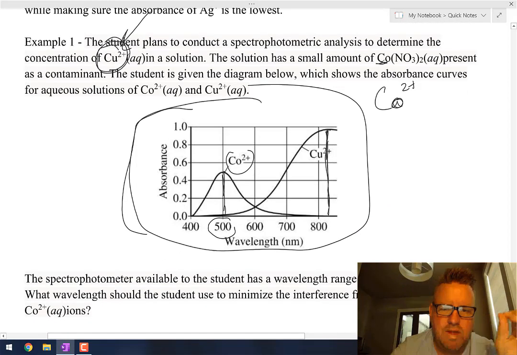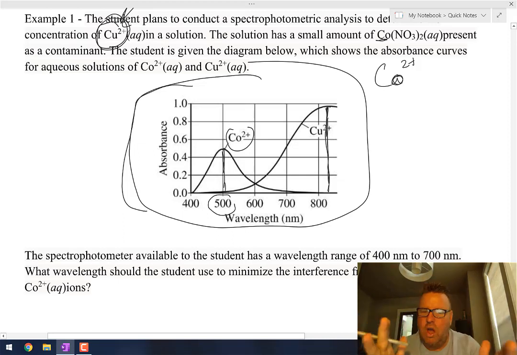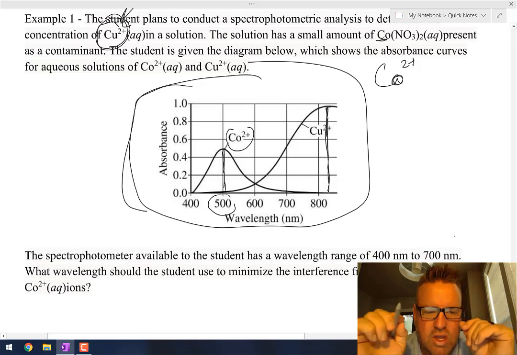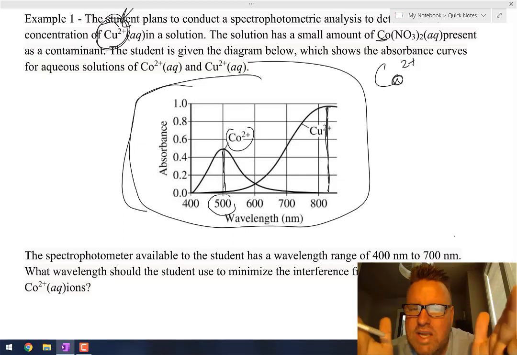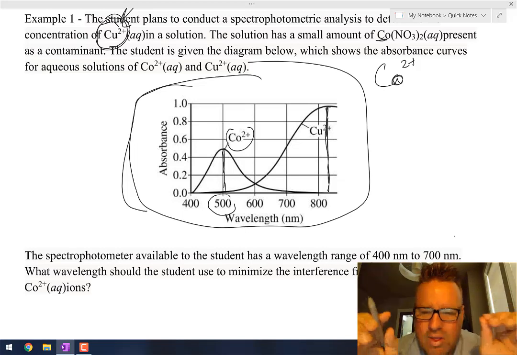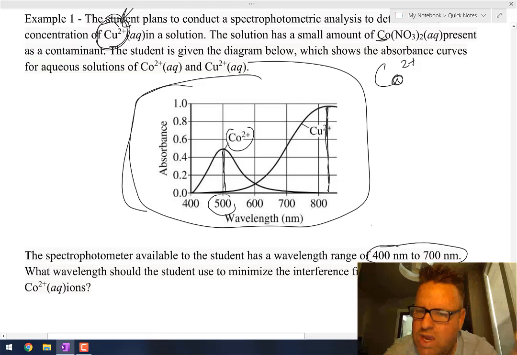Okay, and this is where they try to trick you. It says the spectrophotometer available to the student has a wavelength range. That means it only goes a range between 400 and 700 nanometers. What wavelength should the student use to minimize the interference from the presence of the cobalt ions? Well, you want to say 810, 820, somewhere around there. But remember, the range is only from 400 to 700. Really, really easy to mix that up.